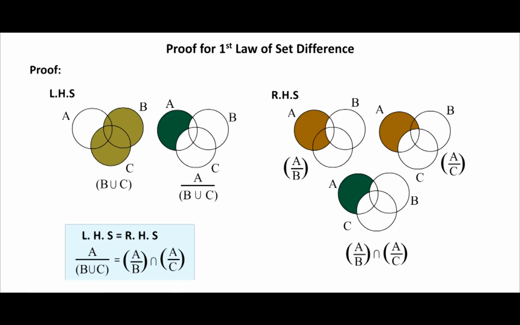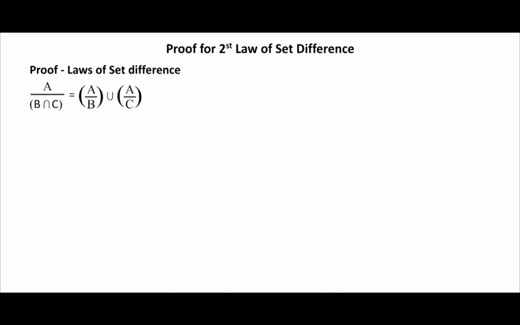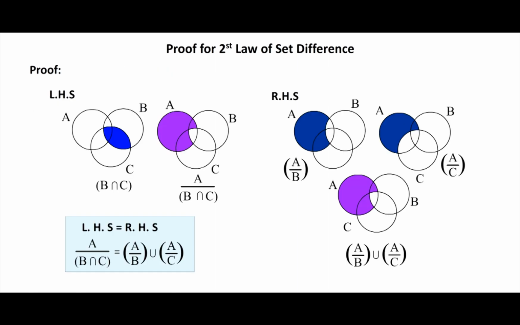Let us understand the proof of laws of set difference using Venn diagram. The first law. For any three sets A, B and C, A difference (B union C) is equal to (A difference B) intersection (A difference C). Click on the proof button to view the proof. Here is the proof for second law of difference. For any three sets A, B and C, A difference (B intersection C) is equal to (A difference B) union (A difference C). Click on the proof button to view the proof.